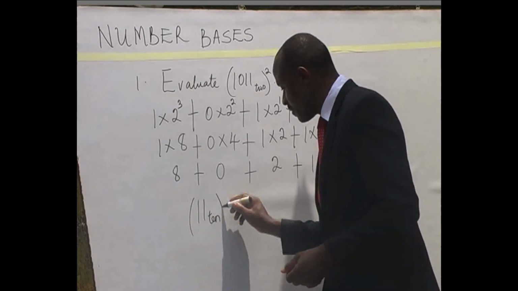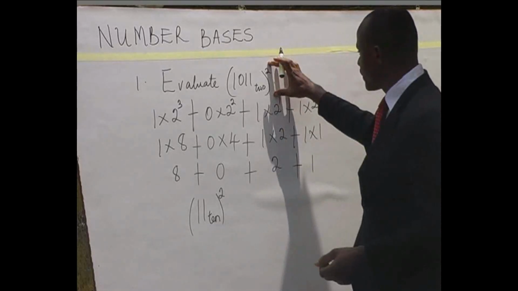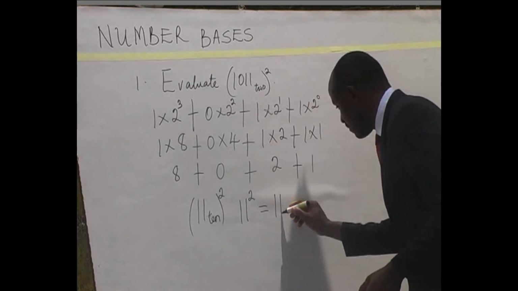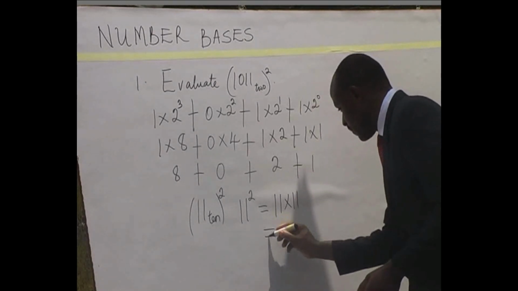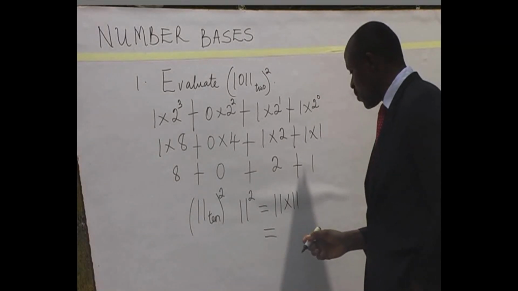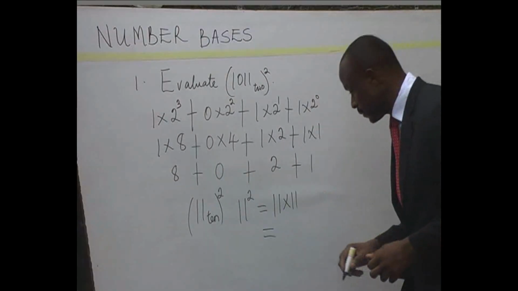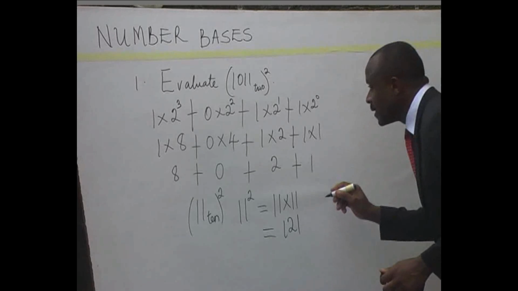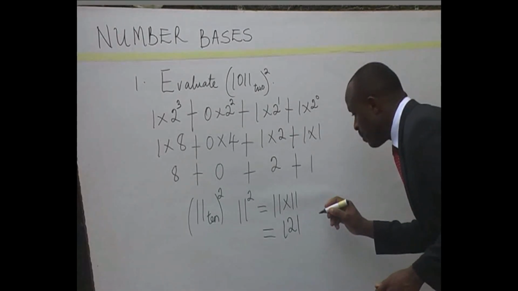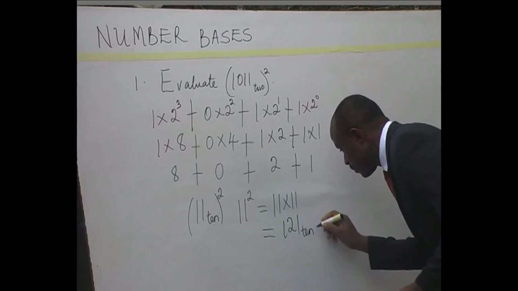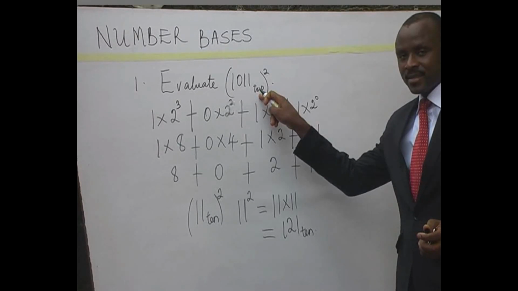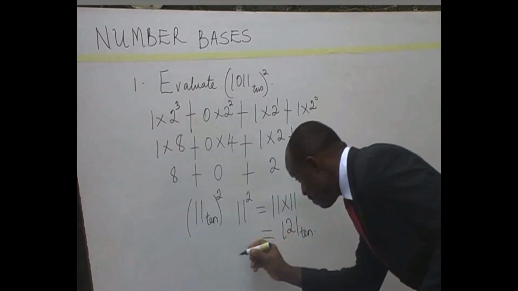It is now this 11 in base 10 that you take squared. 11 squared is 11 times 11, and 11 times 11 is 121. So this 121 now is in base 10. We are going to convert it back to base 2 because the question was asked in base 2. And you know how to convert numbers from base 10 to base 2 by dividing it down.